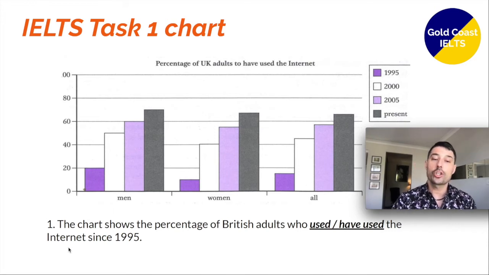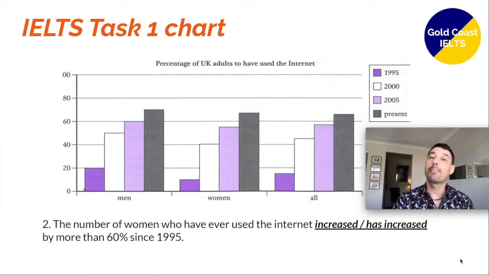The chart shows the percentage of British adults who used or have used the internet since 1995. What do you think the answer is? Number two, the number of women who have ever used the internet increased or has increased by more than 60% since 1995. What do you think the answer is? Of course, the answer is has increased, present perfect simple, because this is continuing until the present time.